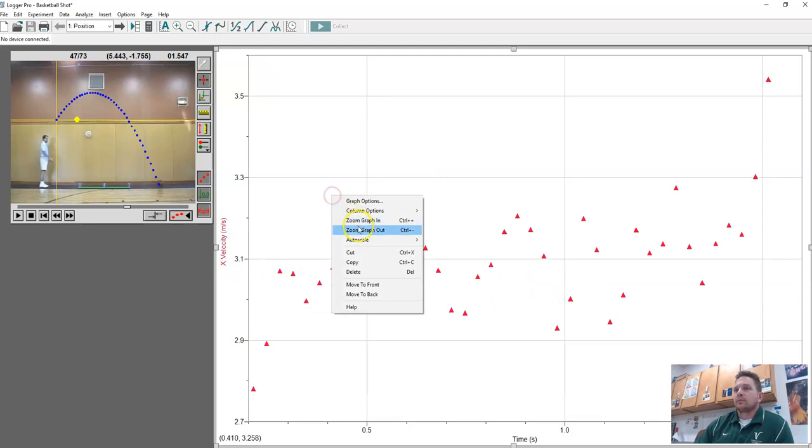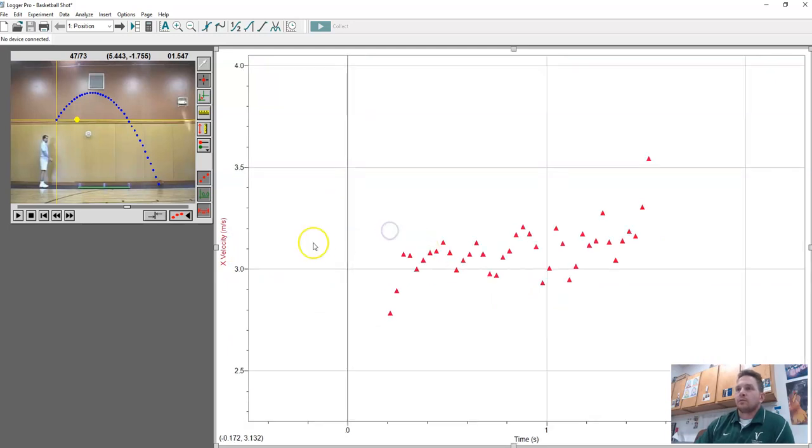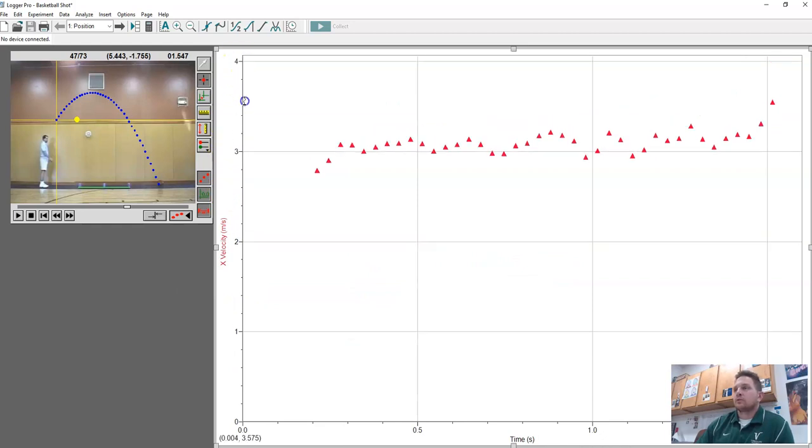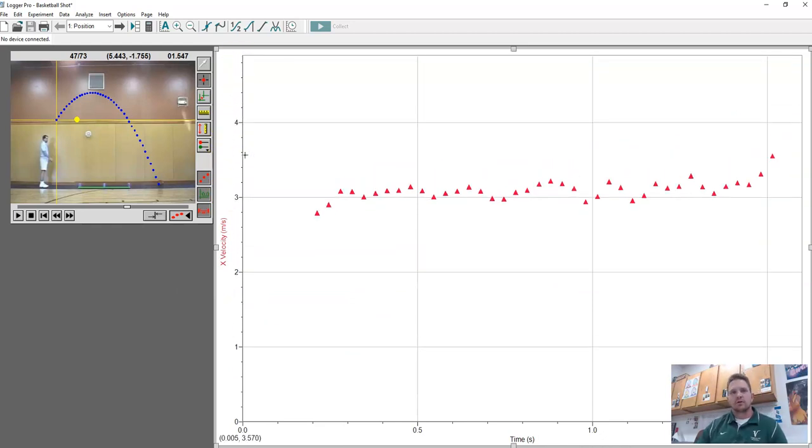Okay, so there's what our x position versus time graph looks like, and then our x velocity graph would look like this. Now when you draw this on your graph, remember we just want to draw a graph shape. So just make that a flat horizontal line.